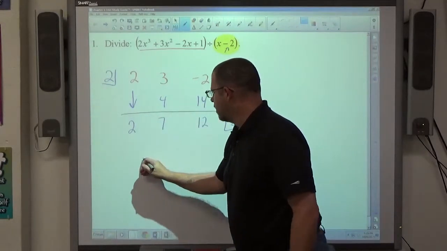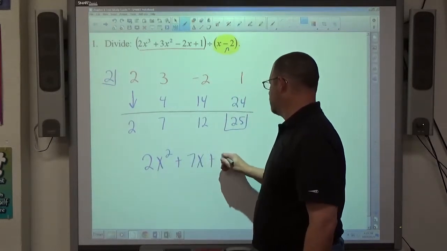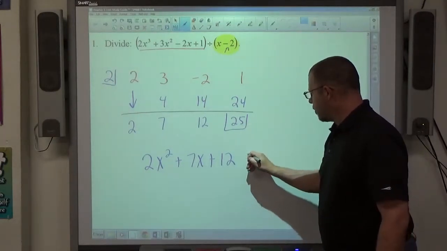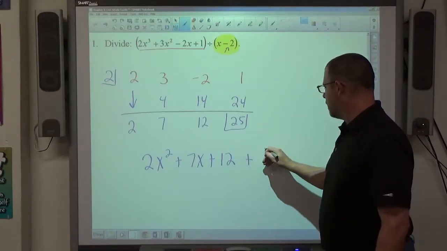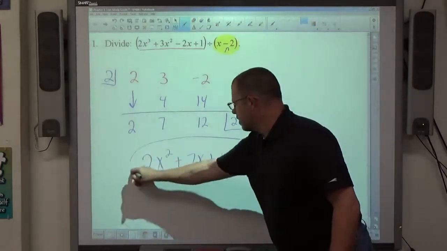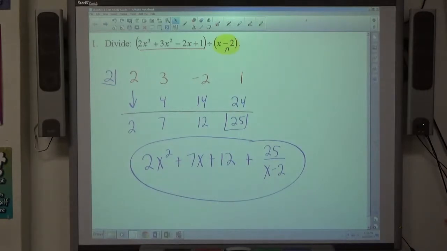So if we then write our solution, 2x squared plus 7x plus 12 is the quotient. And then the remainder term, it's positive, so I put a plus, and then 25 over x minus 2. And that would be the quotient. You should expect to use synthetic division on the test. Just prepare yourself for that and be ready to do that correctly.